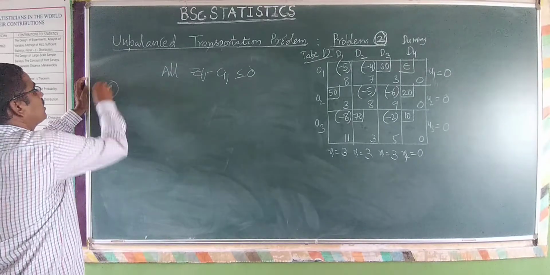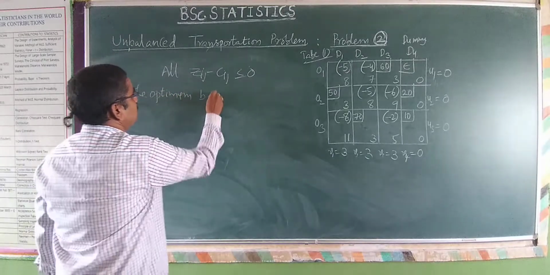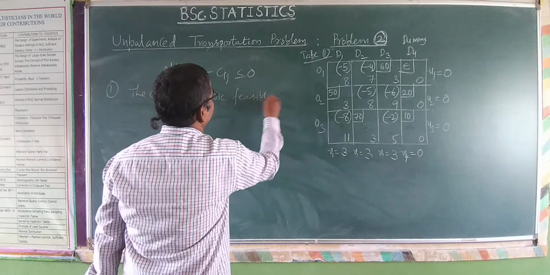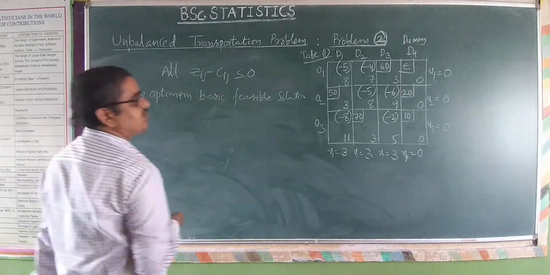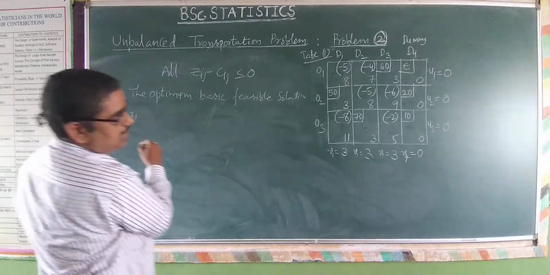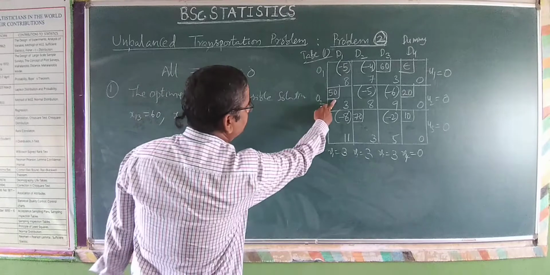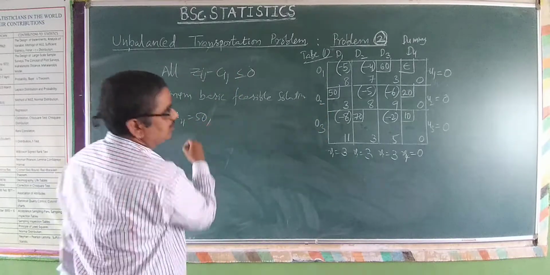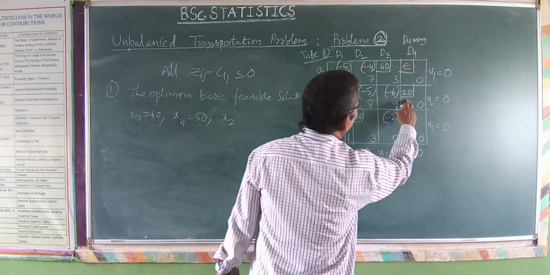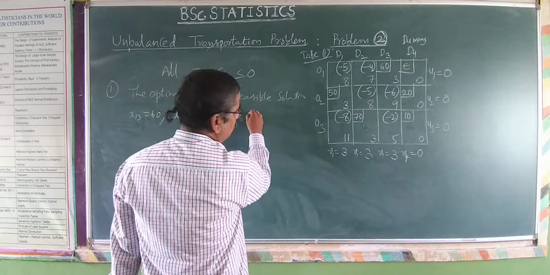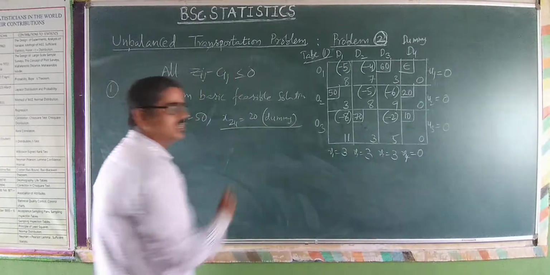Therefore, I am writing the optimum basic feasible solution. Of course, the optimum value will be given in the minimum cost. The optimum basic feasible solution has the values x13 is equal to 60. That is the first value. Then x21 is equal to 50. Then x24, of course, it is a dummy value, x24 is equal to 20. You write it's a dummy, so it cannot be considered in the solution.